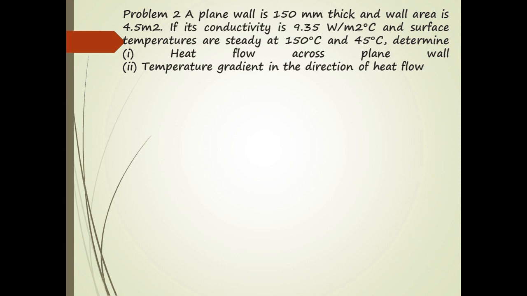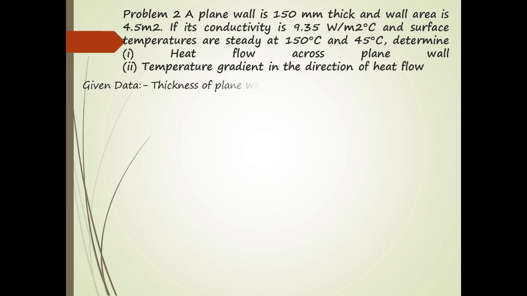So as I mentioned earlier, try to draw a simple figure. I will not draw that figure once again here. So draw a figure and its thickness is 150 mm. In the earlier problem, its area was not given and we had to calculate heat transfer per unit area, but here area is given, right? So if its conductivity is 9.35 and surface temperatures are steady at 150 and 45 degrees centigrade, determine heat flow across the plane wall. Means only we have to calculate Q.